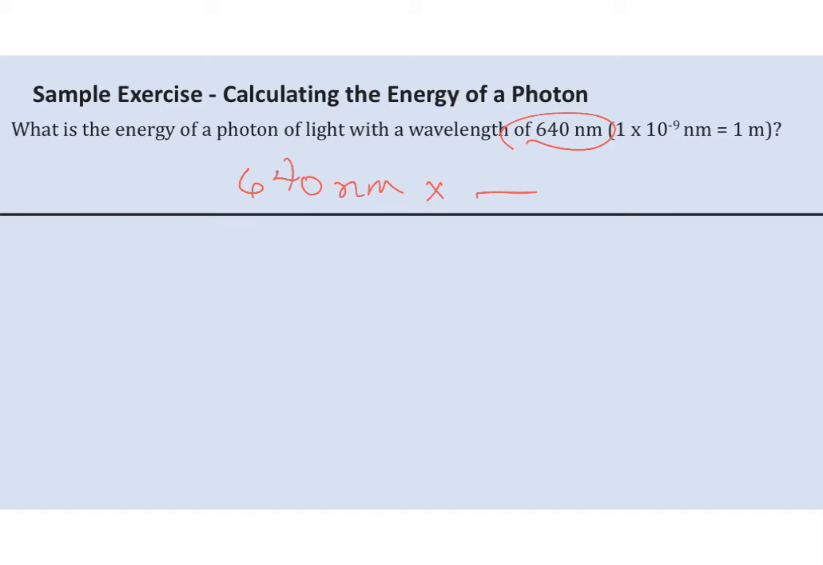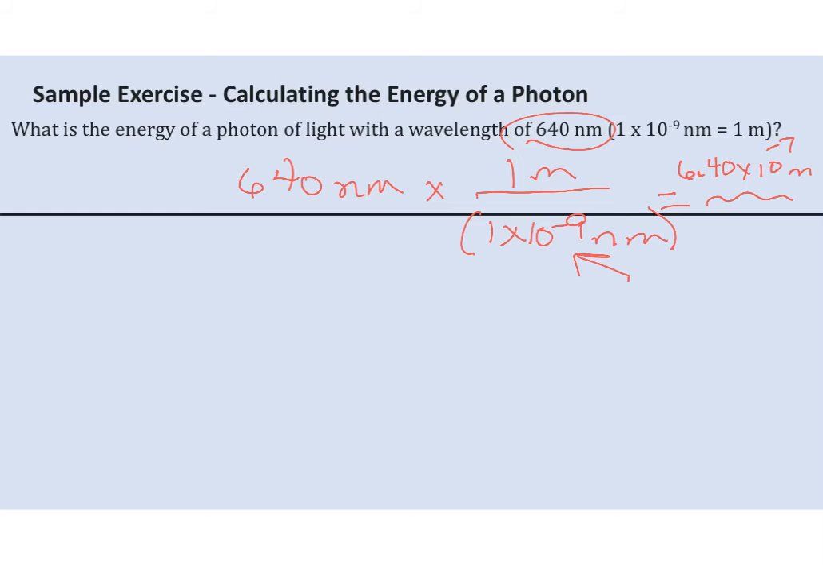So here's my conversion. It's 1 times 10 to the minus 9 nanometers in 1 meter. And so if you go ahead and plug that in, and again, please plug this into your calculator and make sure that you're entering scientific notation correctly. The answer that you should get is 6.40 times 10 to the minus 7 meters.